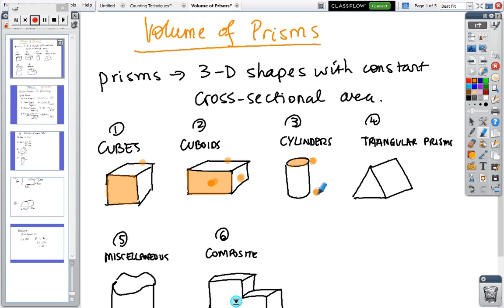With the triangular prism, the triangle is the constant. Okay, the triangle is constant from front to back. The rectangles, these rectangles are not constant. Okay, you don't have rectangles all the way through.